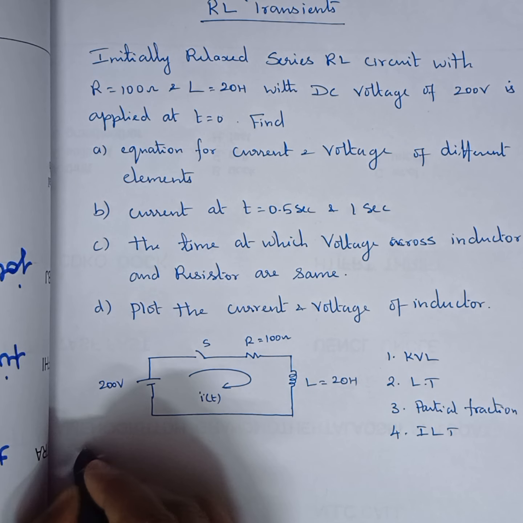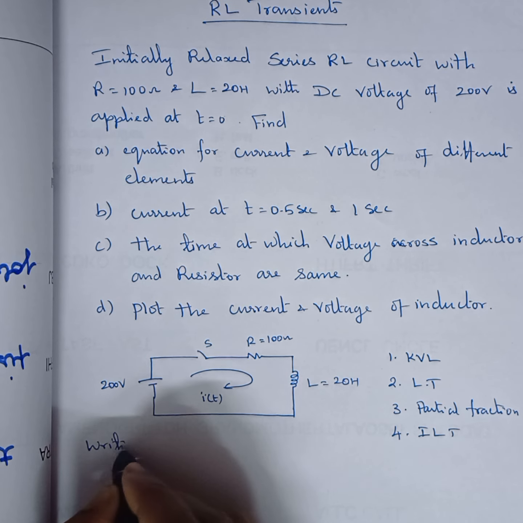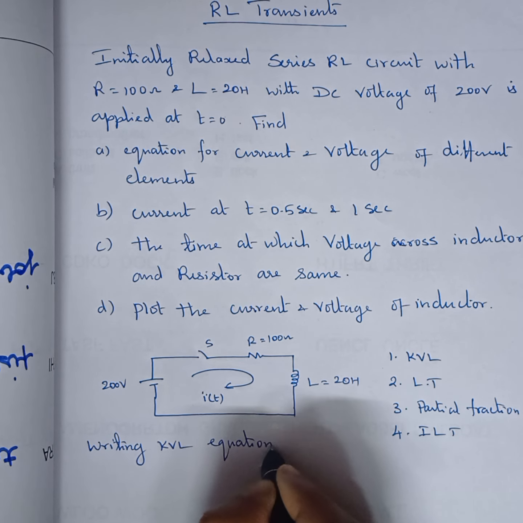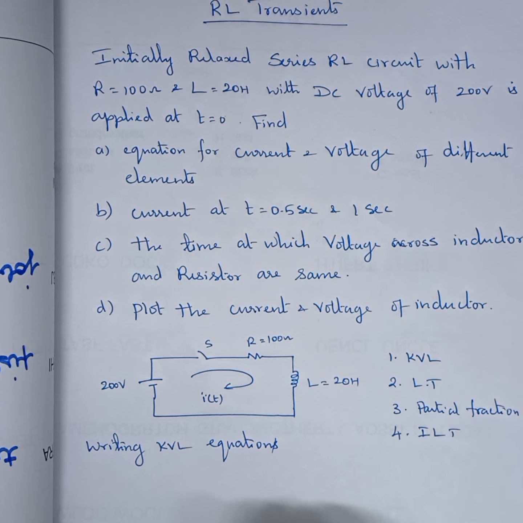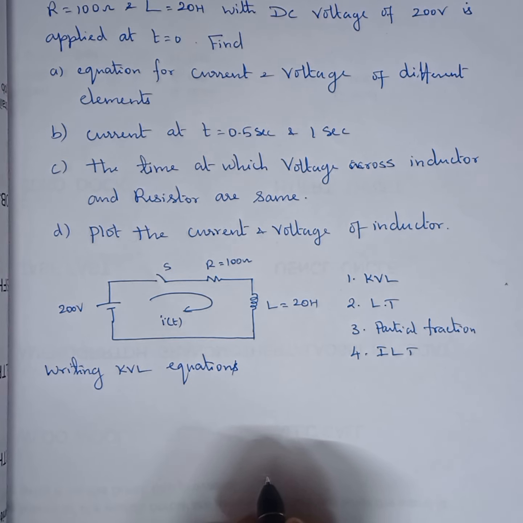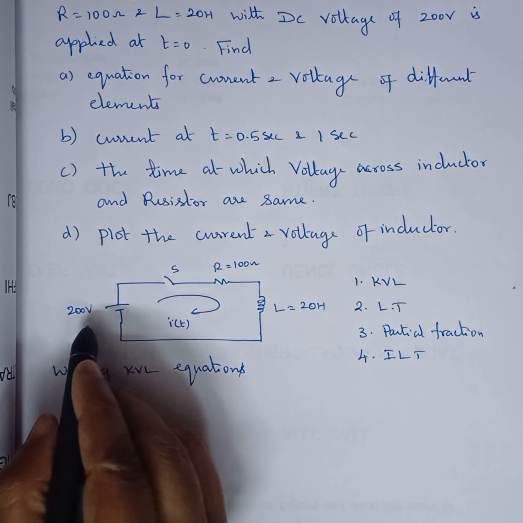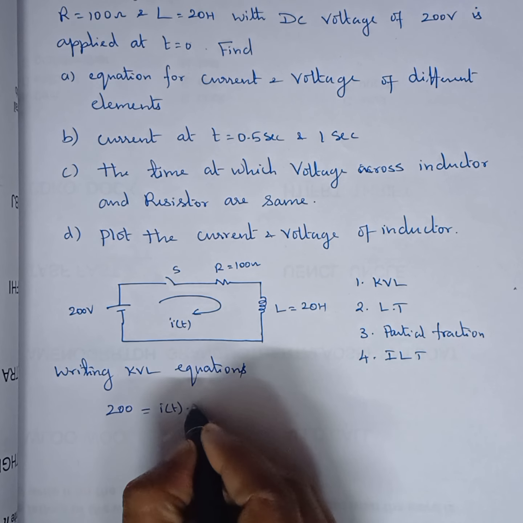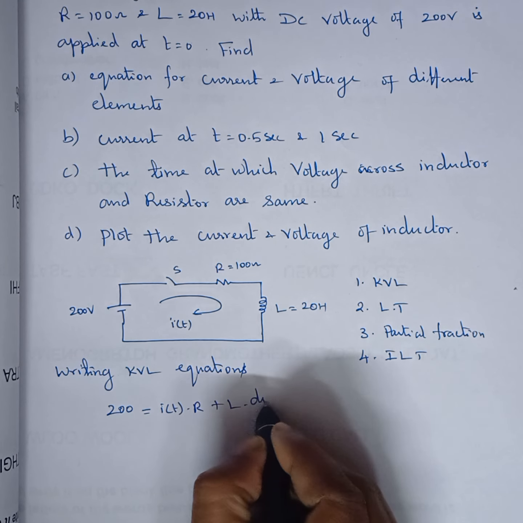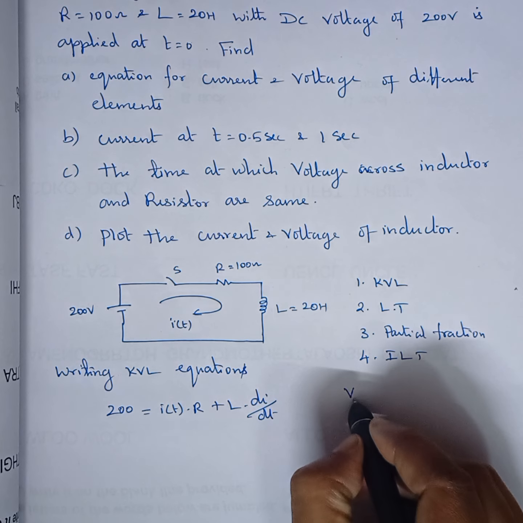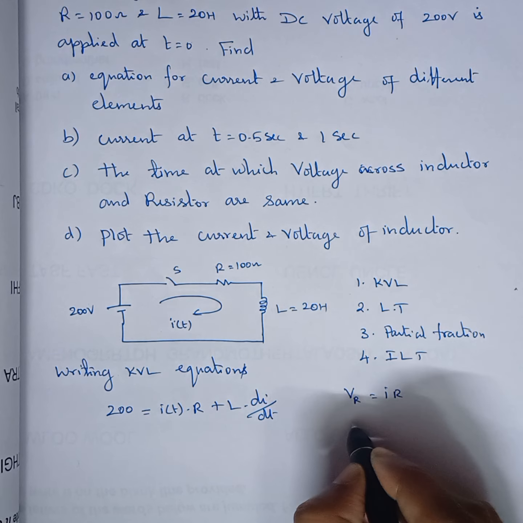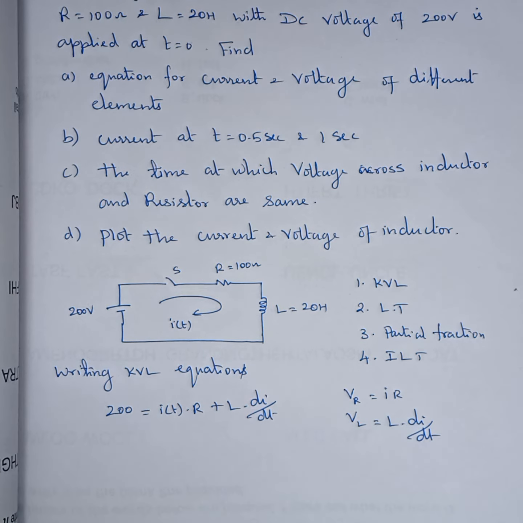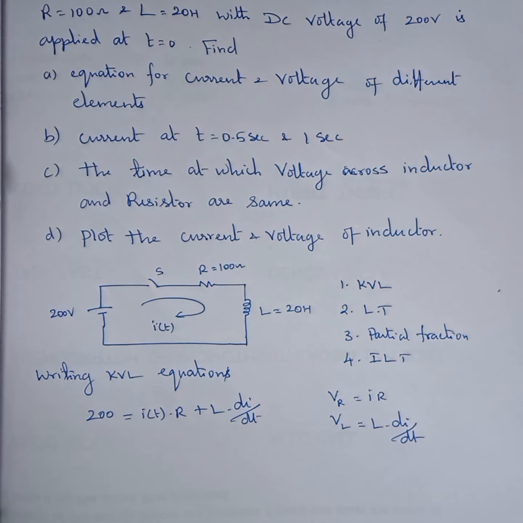First thing, write the KVL equation. It's a single loop, so you'll get only one equation. For that you'll get 200, a potential rise, and the remaining are drops, so 200 is equal to I of t into R plus L into di by dt. We know the voltage across the resistor is I into R, and the voltage across the inductor is L into di by dt. This is known to everyone.